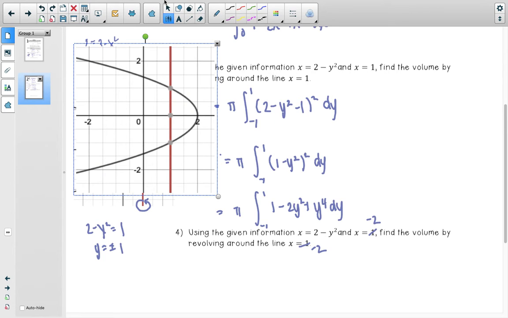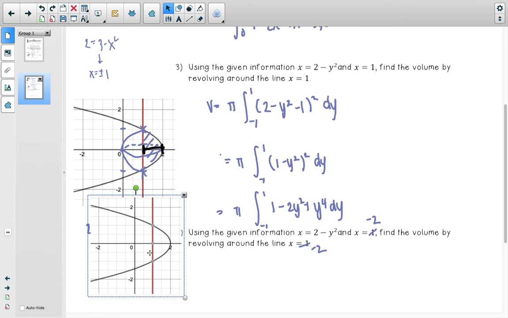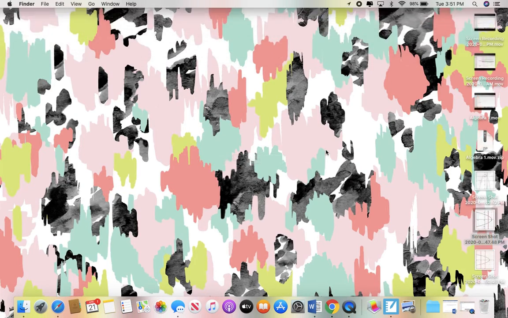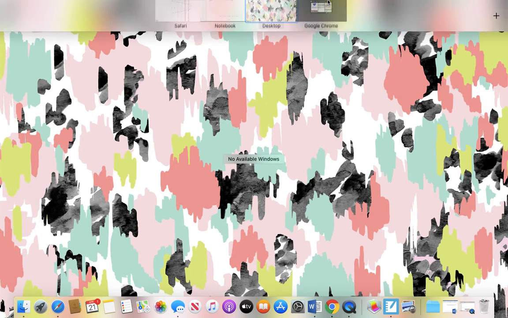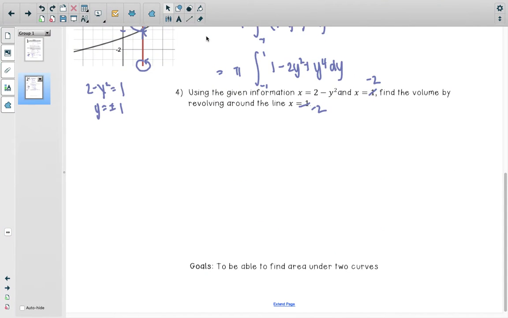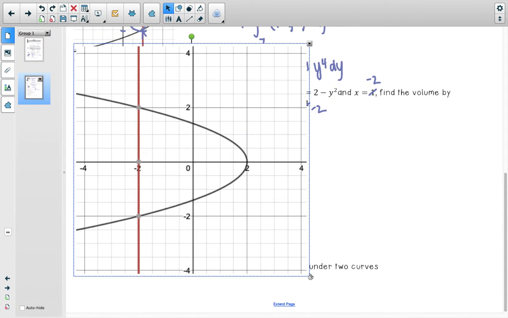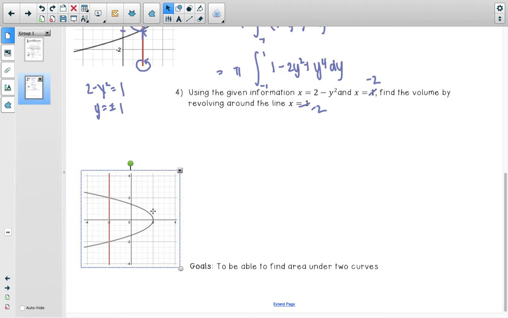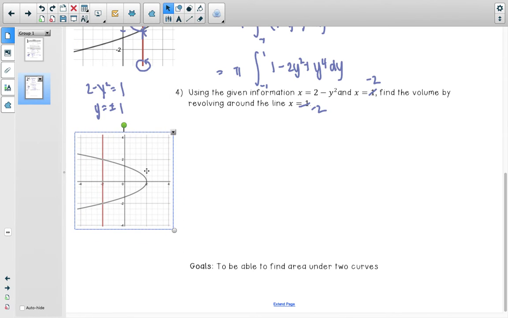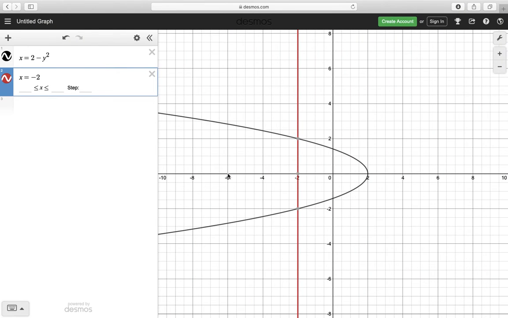Okay. When you're revolving around a line that's on the positive side, you're going to subtract. But when you're on the negative side, you're going to add, because you're subtracting a negative, so you're adding. So that's what's basically going to happen here. And I did not give myself enough room to actually give you a visual of what's going to happen. So we need to do this.